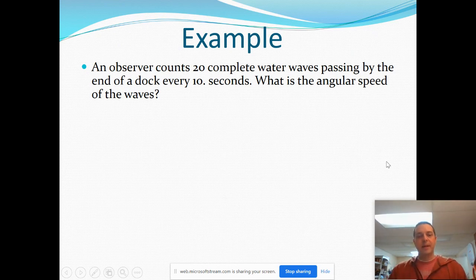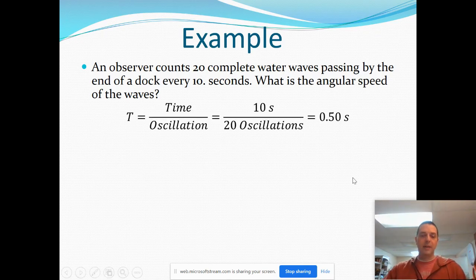In this example, an observer counts 20 complete water waves passing by the end of the dock every 10 seconds, and we want to figure out what the angular speed of the waves is. To determine angular speed, we need to at least start with initially either frequency or period. In this example, we're going to look at period. We'll say that period is the time divided by oscillations. So this is how long it takes one oscillation to occur. If there's 10 seconds, we observe 20 oscillations, and that means it takes half a second for each oscillation, right? 20 oscillations, 10 seconds, a half second for each oscillation.